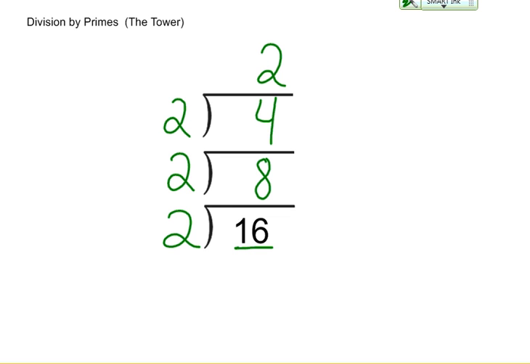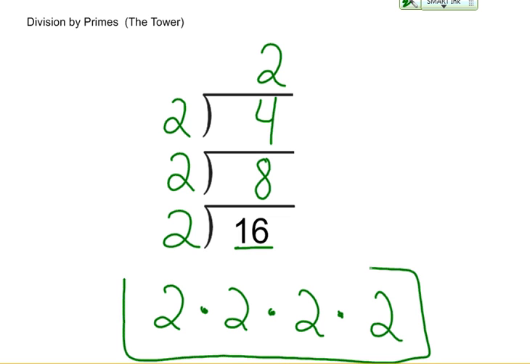And now suddenly, I'm left with only prime numbers. 2, a 2, a 2, and a 2. So I can write that out, going from my smallest prime, 2, to the largest prime. In this case, they're all 2, so they're just going to go in order like that. And so this would be my final answer. So that's method number 1.